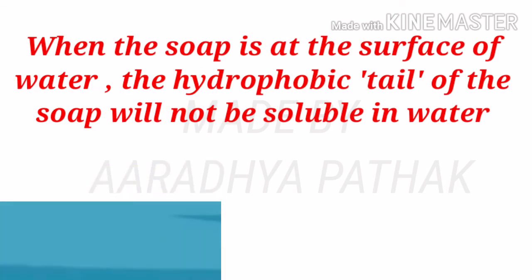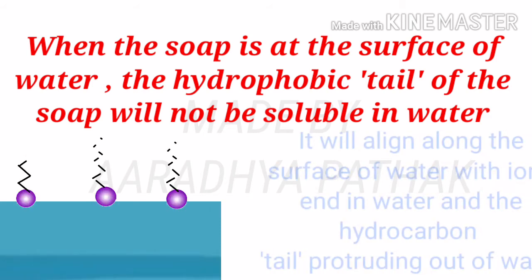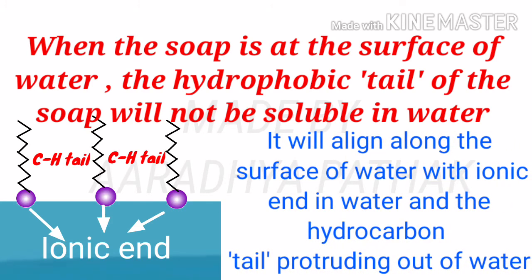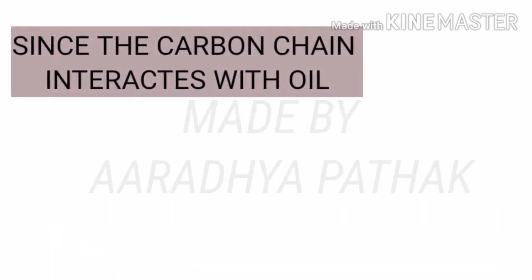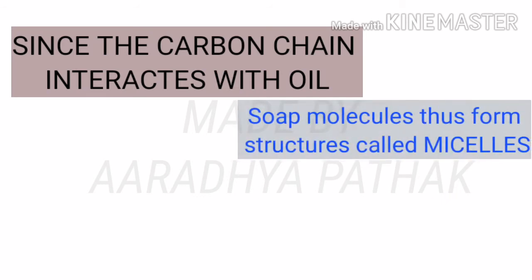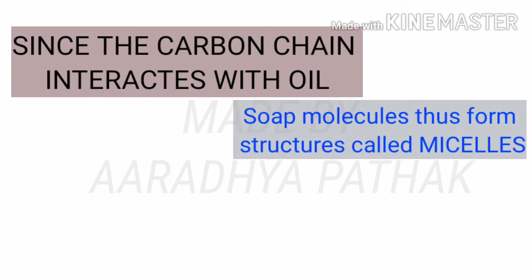When the soap is at the surface of water, the hydrophobic tail of the soap will not be soluble in water. It will align along the surface of water with the ionic end in water and the hydrocarbon tail protruding out of the water. Since the carbon chain interacts with oil, soap molecules thus form structures called micelles.